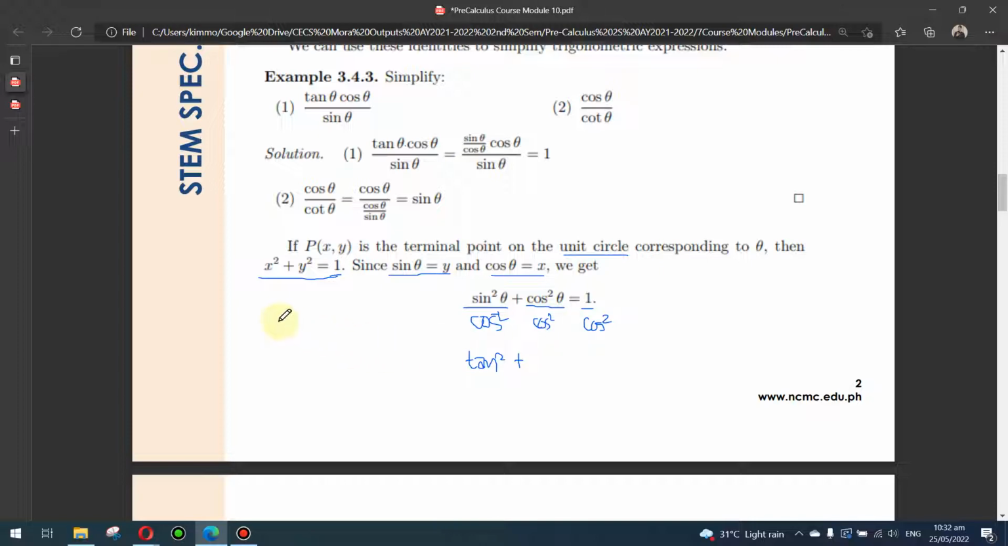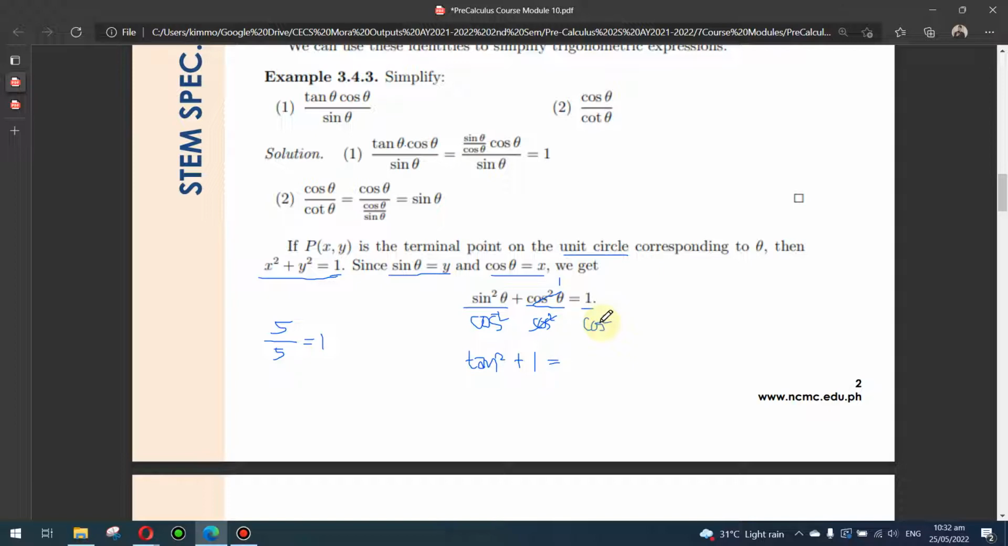That is the same when I say 5 divided by 5, di ba? If we let cosine squared be 5, then this is also 5. So 5 divided by 5 is equal to 1. So cosine squared over cosine squared is actually equal to 1. The numerator and denominator cancel, and what remains is 1. So this is equal to 1. Then we have this 1 over cosine squared.